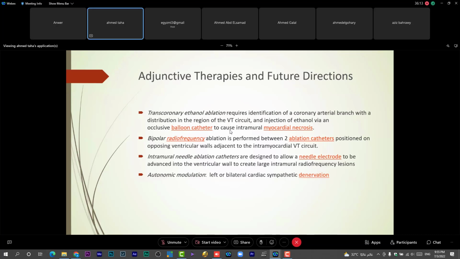So different techniques, as I said before. For example, in HOCM, hypertrophic obstructive cardiomyopathy, we can use what's called transcoronary ethanol ablation. Sometimes bipolar radiofrequency, and this can sometimes be used in intramyocardial scar zones, especially, for example, in sarcoidosis or in ARVD. Sometimes you need bipolar radiofrequency from endocardial and from epicardial to try to ablate. Intramural needle ablation, I haven't seen before.